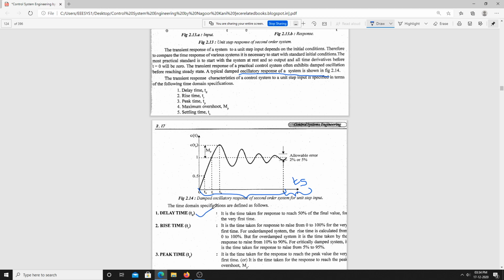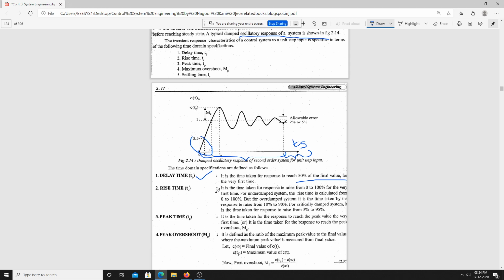What do you mean by the delay time? From this response, what is delay time? It is the time taken for the response to reach 50% of the final value for the very first time. Rise time is the time taken for a response to rise from 0 to 100% for the very first time. Is it clear?